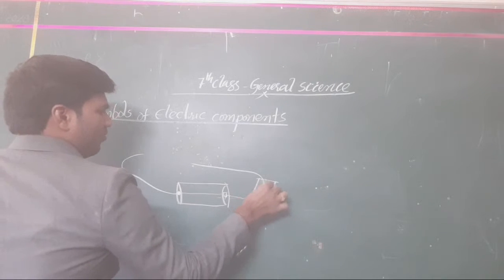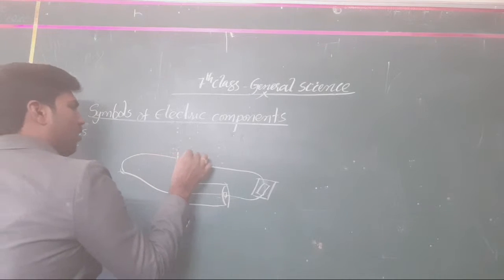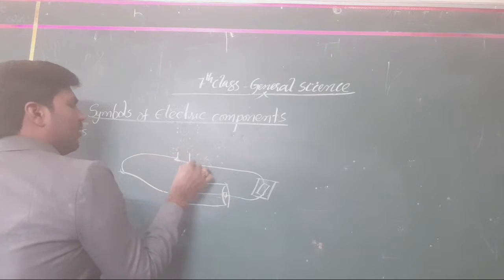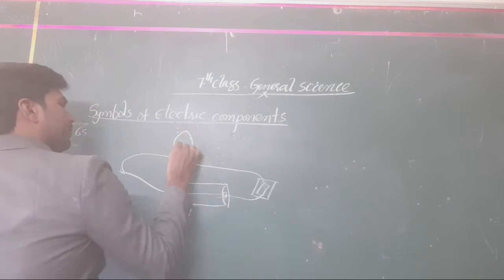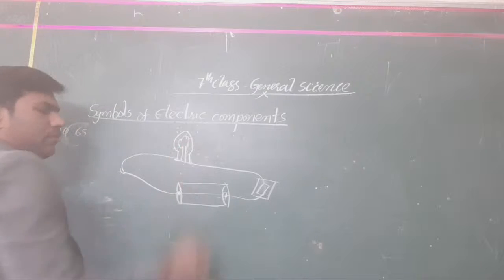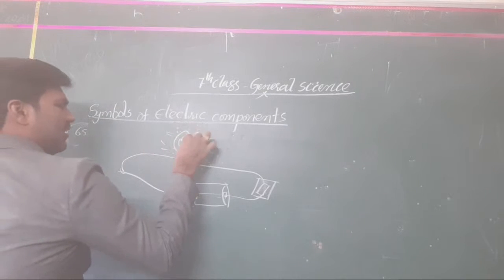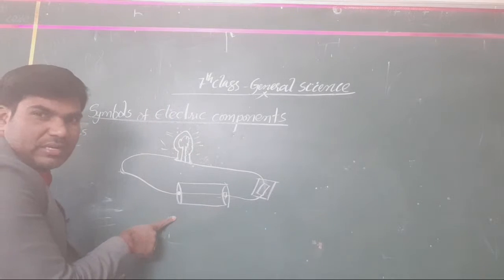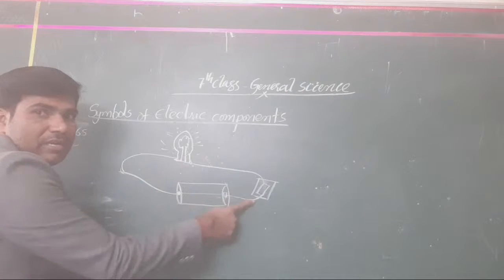Okay, clear or not, all the students? One switch we have taken, and here we have taken one bulb also. Clear or not, all the students? Yes, and this contains only a simple circuit. Here we have only one battery, one bulb, and one switch.